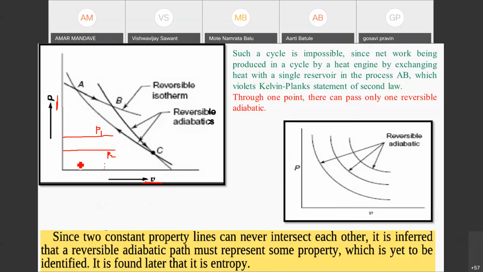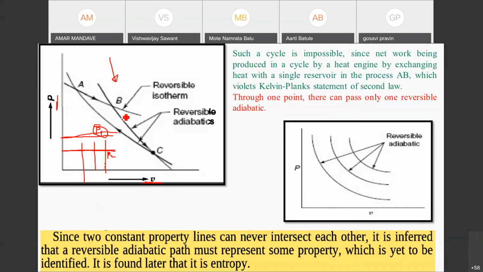Similarly, when we draw constant volume lines, those are also parallel to each other, and they are parallel to the y-axis. So a similar basic principle we are going to apply to this new concept. You can also observe that pressure and volume are properties of the system, and they have constant lines which are parallel to each other.